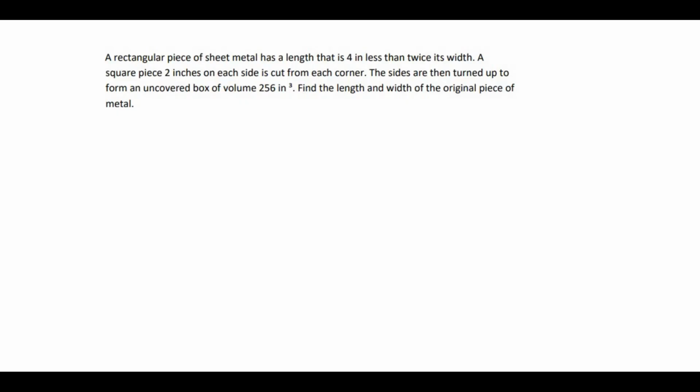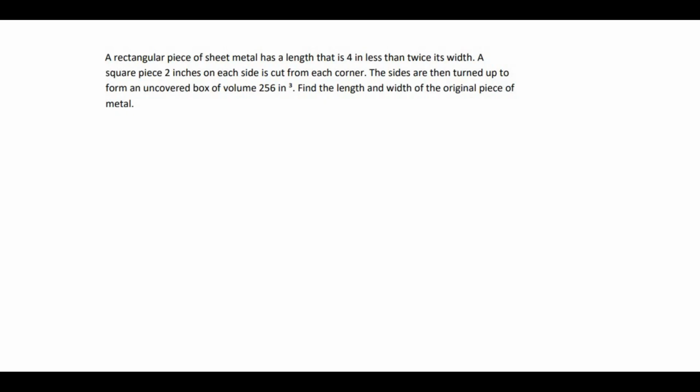A rectangular piece of sheet metal has a length that is 4 inches less than twice its width, and a square piece, 2 inches on each side, is cut from each corner. The sides are then turned up to form an uncovered box of volume 256 cubic inches. Find the length and width of the original piece of metal.